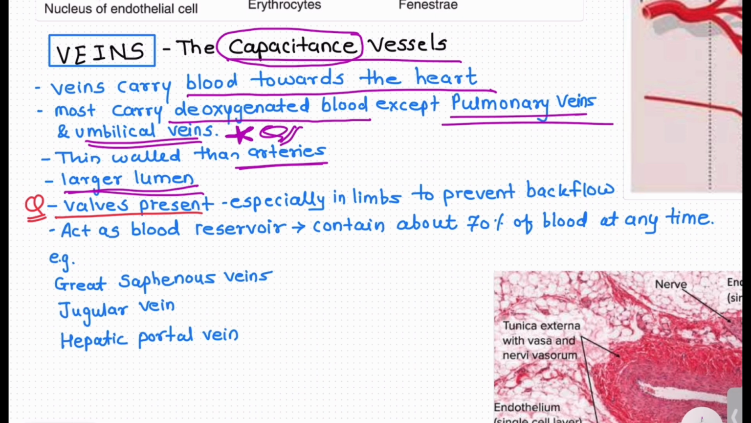There are valves in veins, but in arteries there are no valves. It is an important factor that differentiates veins from arteries, especially in limbs, to prevent backflow. Also remember that not all veins have valves. It is specifically seen in veins of limbs to prevent backflow. Veins act as a blood reservoir, containing about 70% of blood at any time. Therefore, they are called capacitance vessels. Examples: great saphenous vein, jugular vein, hepatic portal vein.